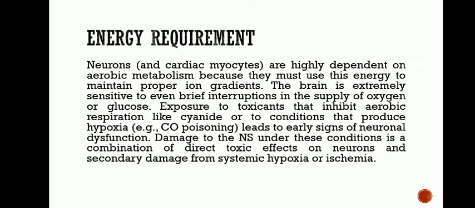Neurons use energy in order to maintain proper ion gradient, which is why it makes it highly dependent on aerobic metabolism. The brain is extremely sensitive to even brief interruptions in the supply of oxygen or glucose. Exposure to toxicants that inhibit aerobic respiration like cyanide, or to conditions that produce hypoxia or being deprived of adequate oxygen will lead to early signs of neuronal dysfunction. The damage to the nervous system under these conditions is a combination of direct toxic effects on neurons and secondary damage from systemic hypoxia or ischemia.